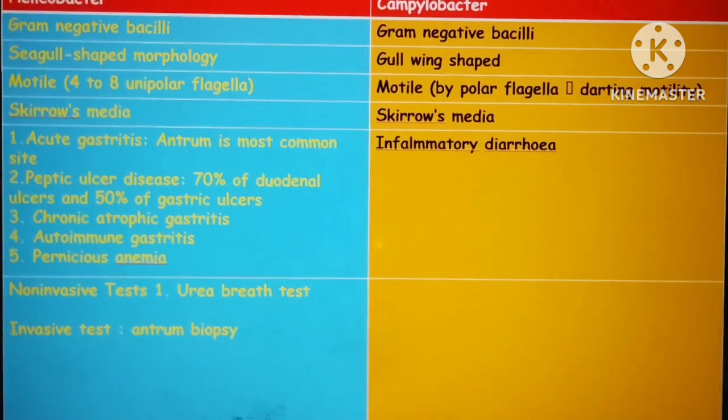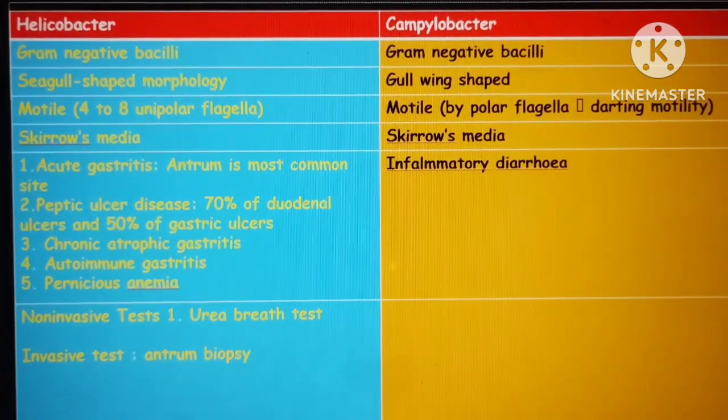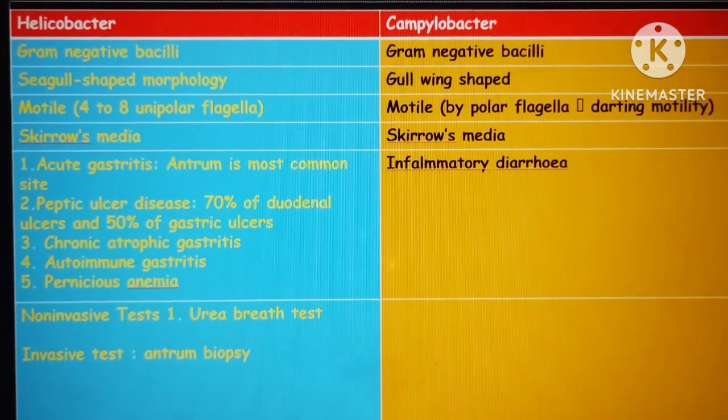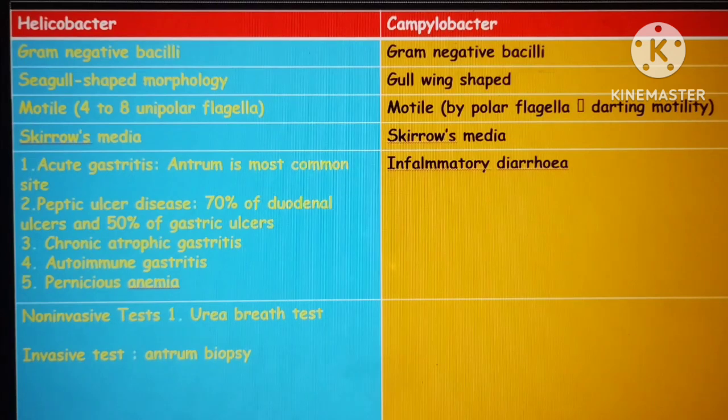Coming to Helicobacter and Campylobacter, I have put them in a tabular column. Both are gram-negative bacilli. Helicobacter is seagull shaped, whereas Campylobacter is gull-wing shaped. Helicobacter is motile by unipolar flagellum, and Campylobacter shows darting motility and has a polar flagellum. For both, the medium is Skirrow medium.